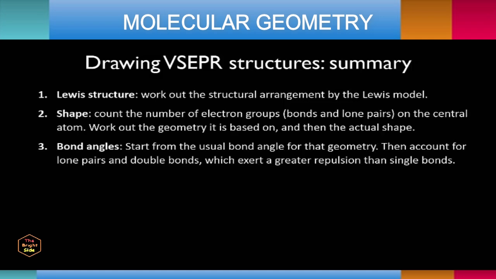Start from the usual bond angle for that geometry, and then account for lone pairs and double bonds, which exert a greater repulsion than single bonds. Sometimes you may not be able to give an exact bond angle, but you might be able to say, I know that this bond angle is going to be, say, less than 109.5 or less than 120 degrees.